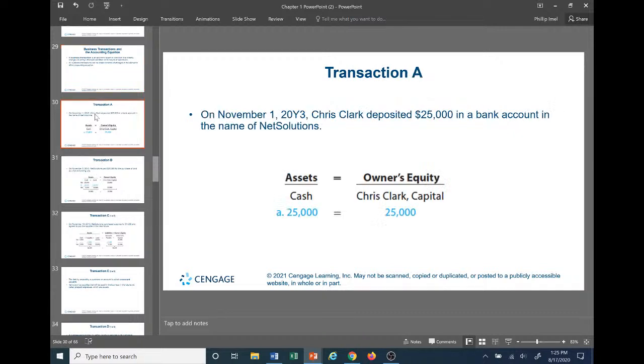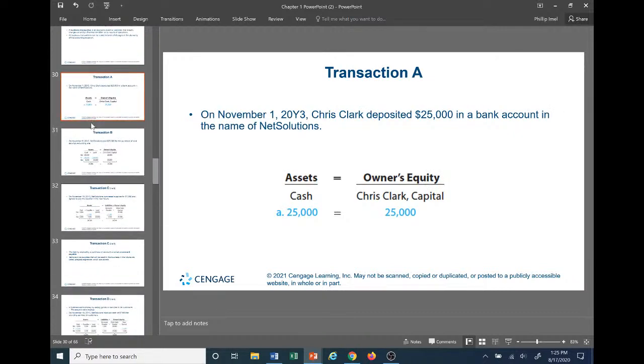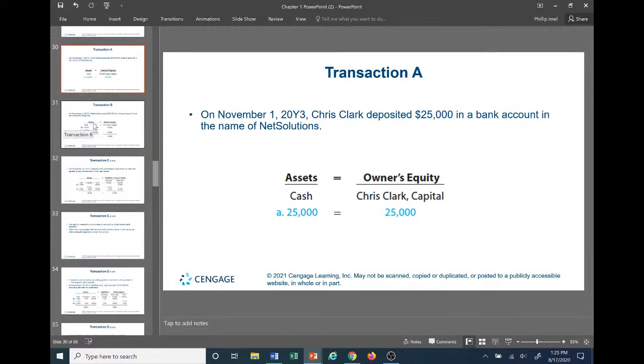Now let's apply some transactions to this accounting equation and see how it moves with these transactions. So let's start here, very simple. We're going to start out with only two components of the accounting equation: assets and owner's equity. So we're omitting liabilities right now. So let's assume on November 1st, 2003, Chris Clark deposited $25,000 in a bank account in the name of Net Solutions, okay?